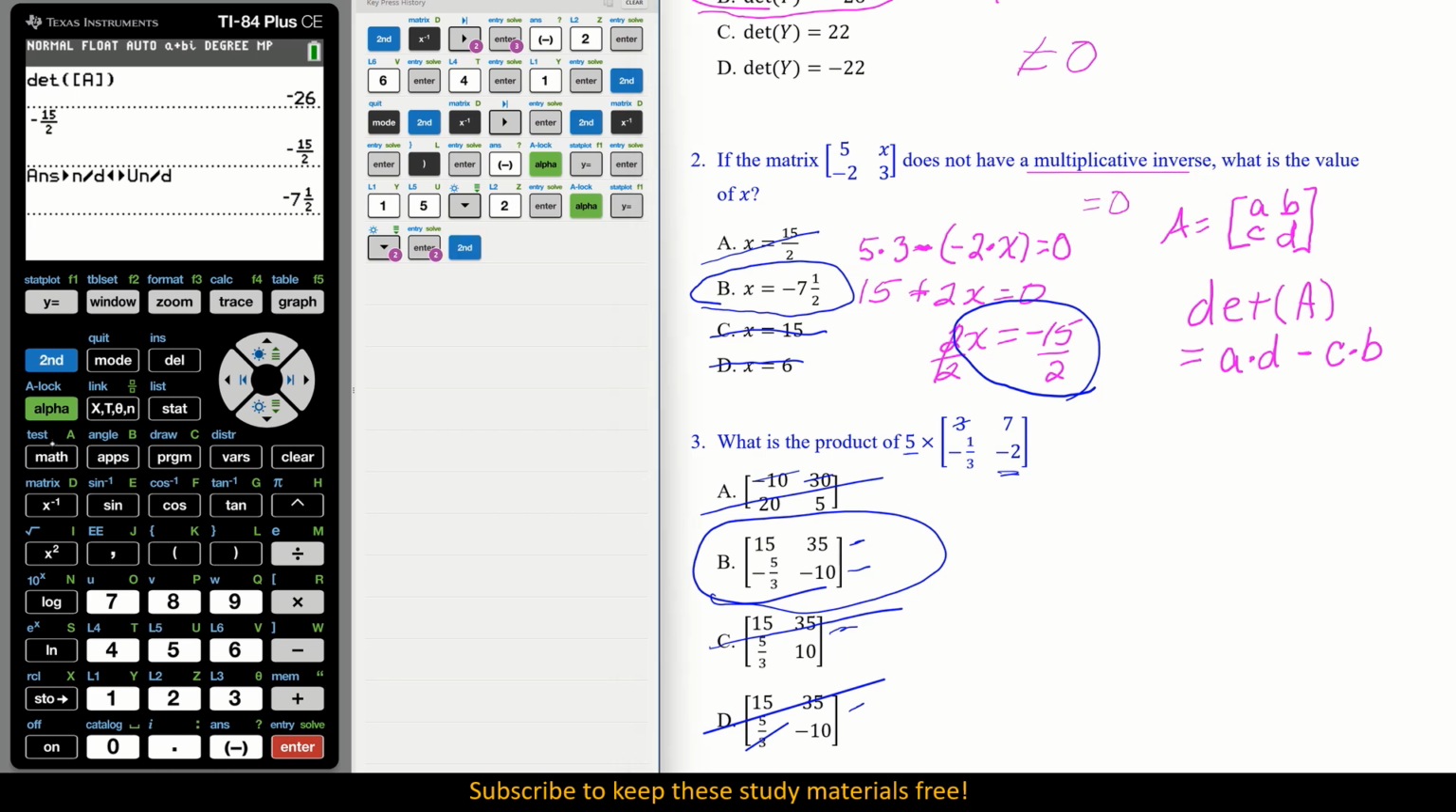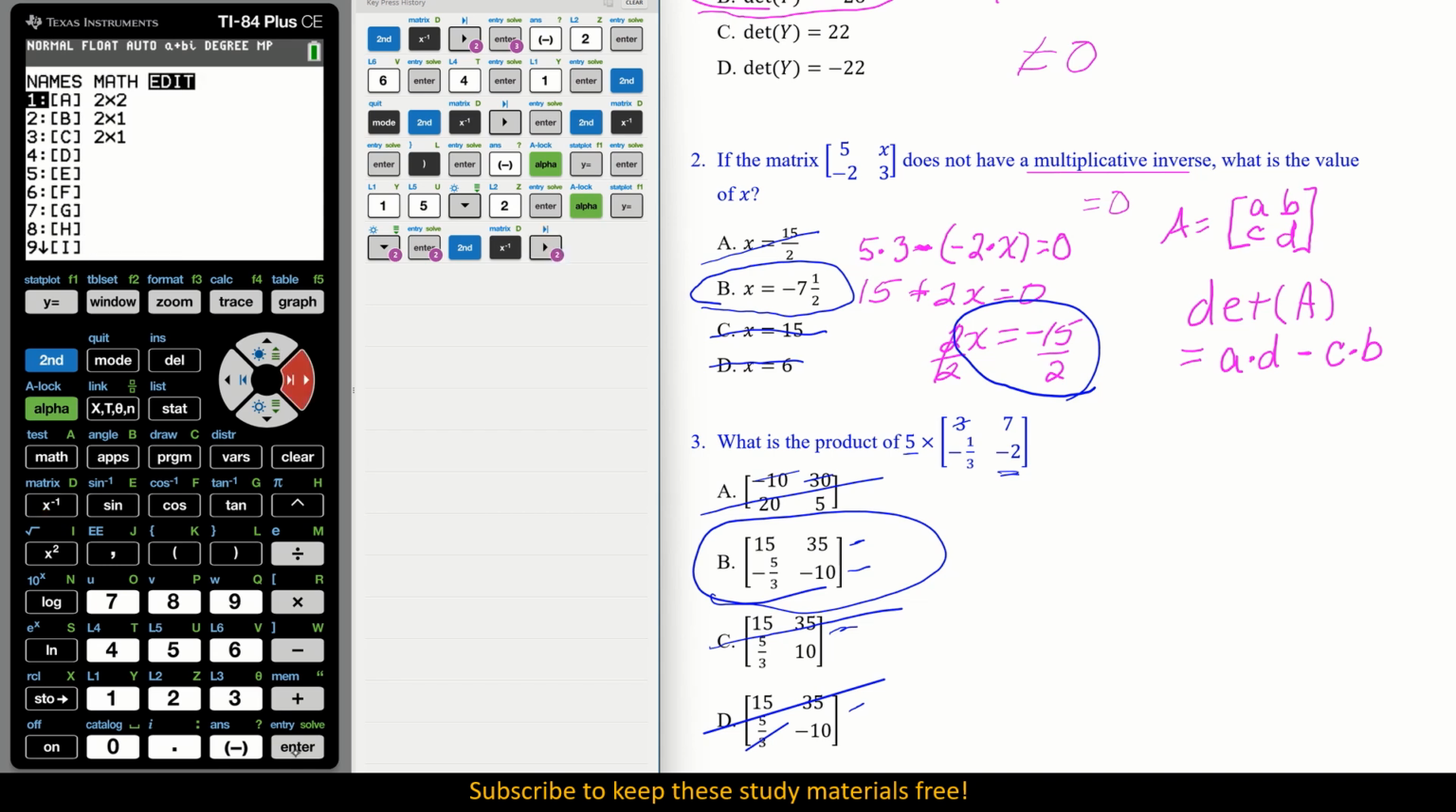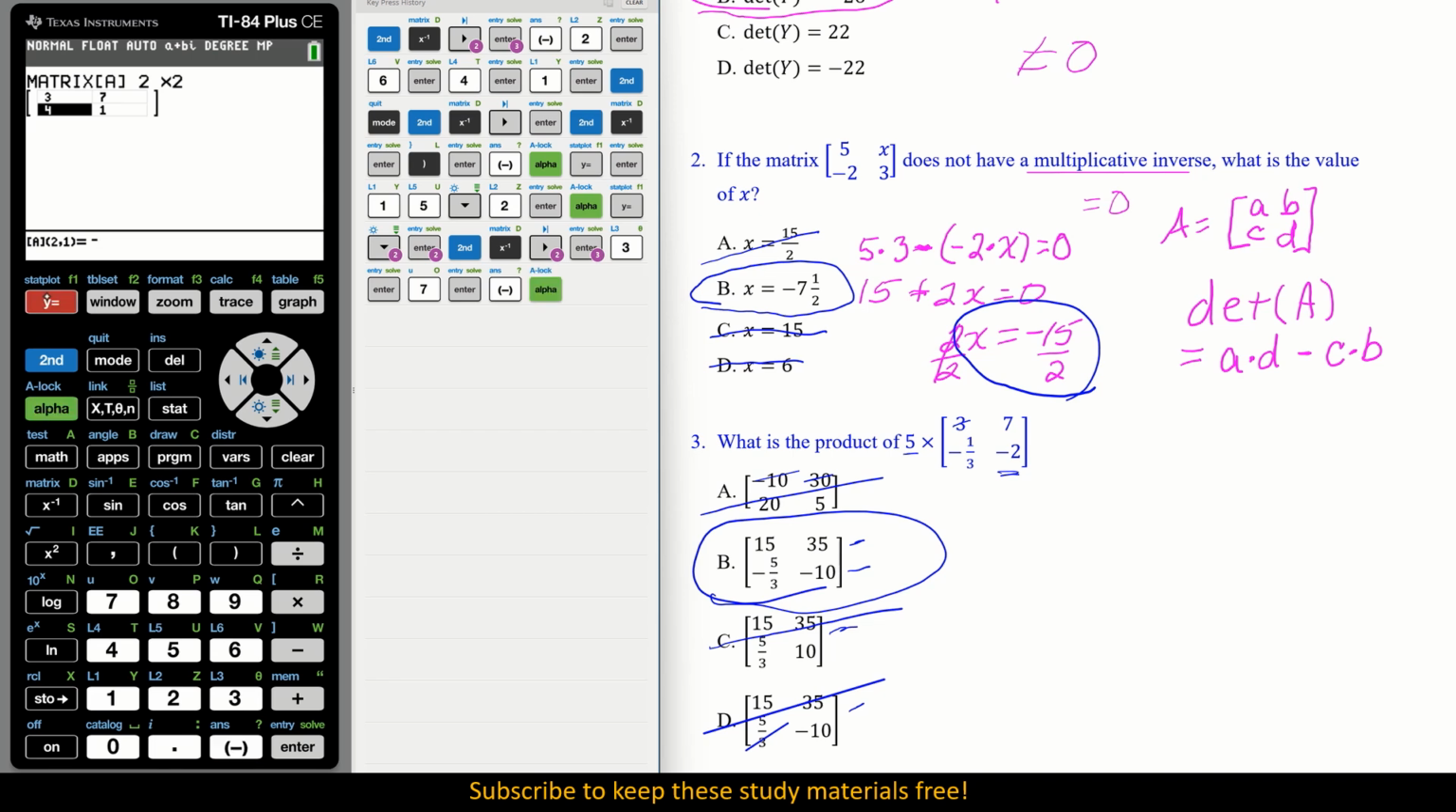Okay, so let's go second matrices. All right, I'm going to arrow over and edit. Okay, it's still a 2 by 2. But I want 3 enter, 7 enter, and then I have a negative, but I need to put in a fraction. So alpha y equals 1. Okay, now we're set up. So I do 1, arrow down, and put in my 3. Now I enter. Be careful when you enter. So now I need negative 2 and enter. Okay, so we're all entered and we're set up for that.